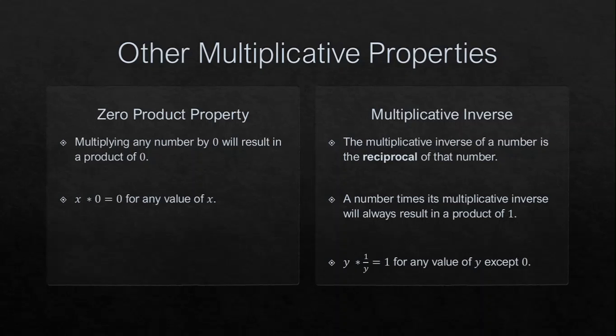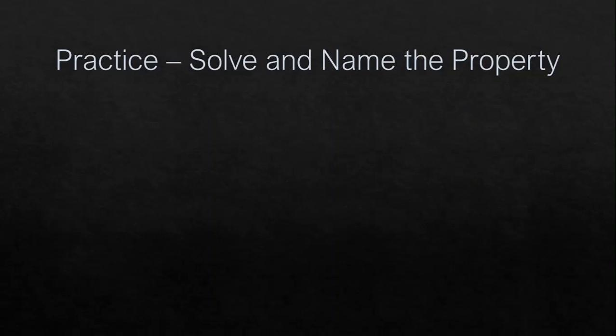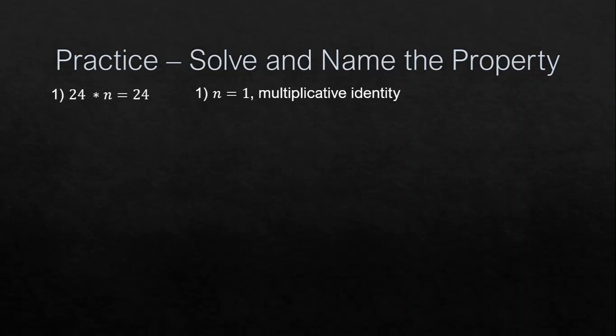All right, let's try a few of these. So number 1, we've got 24 times n is equal to 24. Go ahead and solve for n and then name what property you used. Okay, n is equal to 1, and that is because 1 is the multiplicative identity.